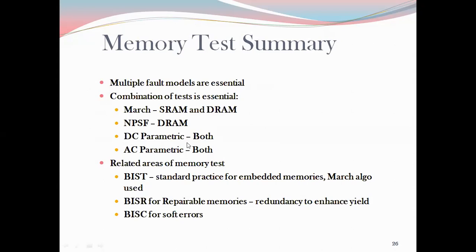AC and DC parametric tests have to be performed for all types of memories. Currently, the practices used are BIST, built-in self-testing. March algorithms are used as the basis of that. BISR is for repairing, that is built-in self-repair mechanism, for removing the redundancies, if any, that increases the yield. And BISC is for built-in self-correction, that is my mechanism is able to detect and correct only the soft errors, if any, in my memory cells.